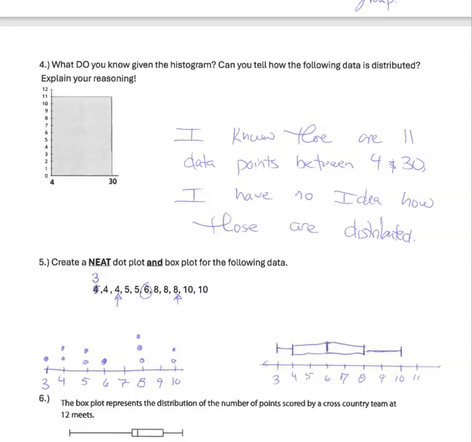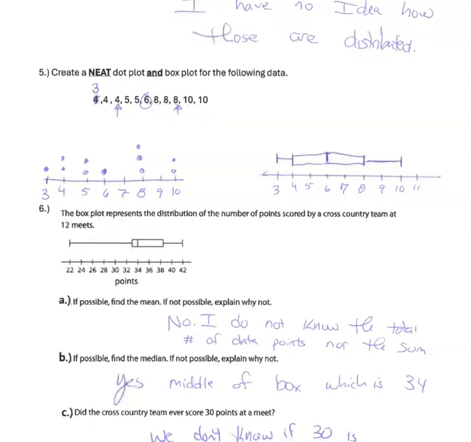And now let's go back over here. It says, what do you know given the histogram? Can you tell the following, how it is distributed? So you can tell that there are 11 data points and it's somewhere between 4 and 30, not including 30, but you have no idea how those are going to be distributed. So that's the information. The next one, you were supposed to make a neat dot plot and box plot.